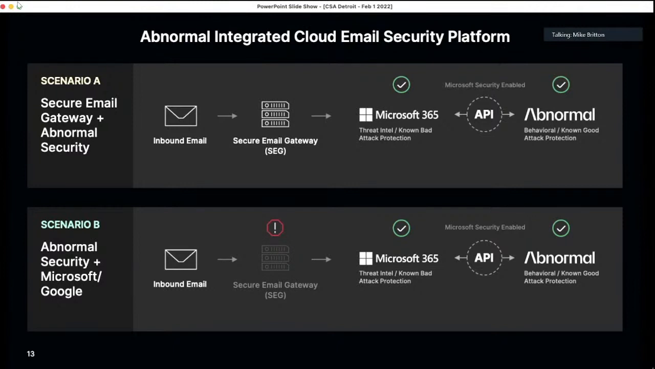And then we do have some organizations, and we do offer a scenario, where people don't leverage a SEG. They point straight to Microsoft or Google for their MX record, and they leverage any native email security tooling or controls within Microsoft or Google. And then we sit on top of that to provide that extra layer of protection against these targeted attacks.